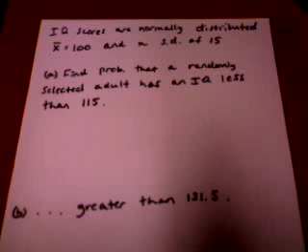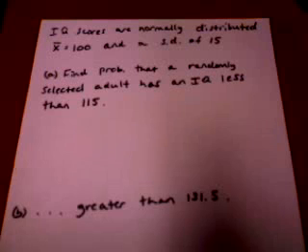Okay, this particular problem states the following. Suppose you have IQ scores that are normally distributed with a mean of 100 and a standard deviation of 15. Part A says find the probability that a randomly selected adult has an IQ less than 115.